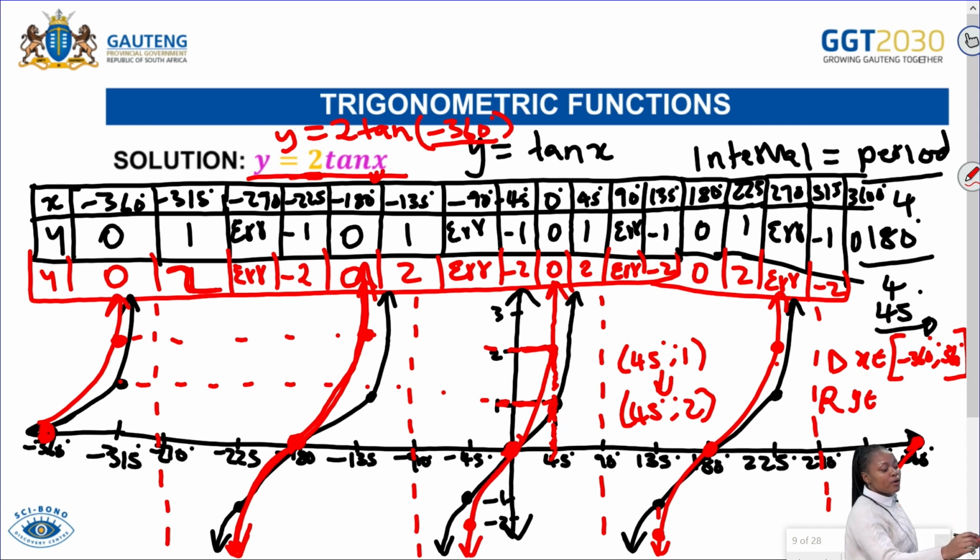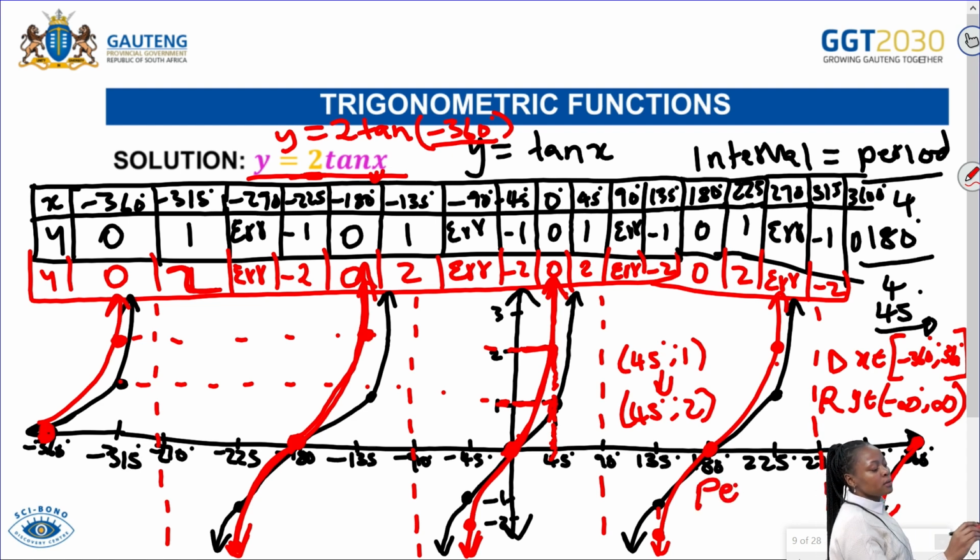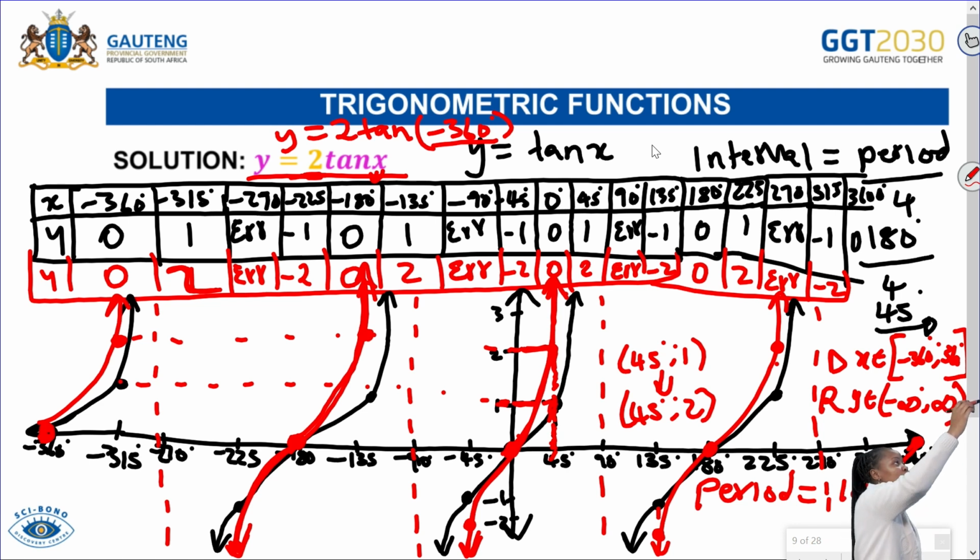Again, it goes down up until infinity, and it goes up until infinity. We don't know where it's going to end. So you say your range is going to be -infinity to +infinity. Then your period is going to be just 180 degrees. Why is it 180 degrees? Because you don't have this value of k here. It's just 1. It isn't changed. So it's still 180 degrees.